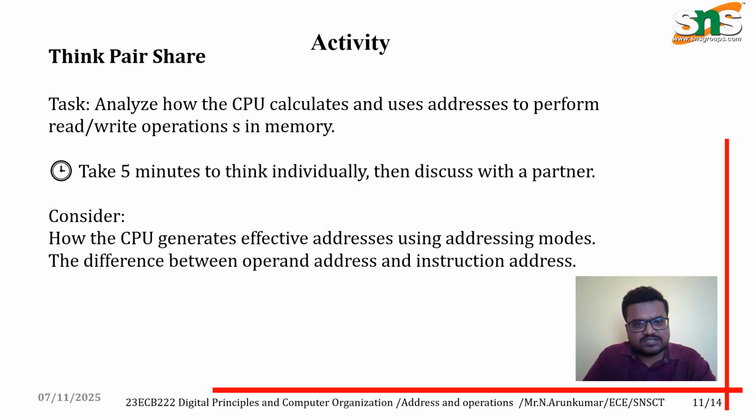Activity: think pair. Here the problem is to analyze how the CPU calculates and uses addresses to perform read and write operations in memory. Take 5 minutes to think individually, then discuss with a partner. Moreover, you can consider how the CPU generates the effective address using the addressing modes, and the difference between operand address and instruction address.